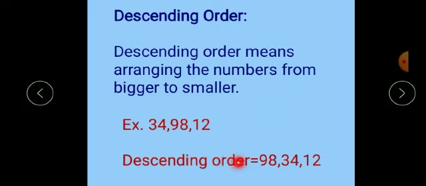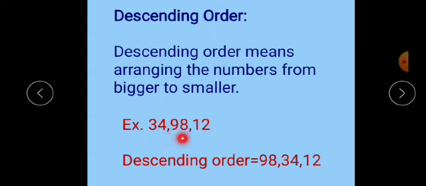So first we will write the bigger number. Again all are two-digit numbers, so first we will compare the tens place to find out the bigger number. At tens place, here the digit is 3, here is 9 and here is 1. So among 3, 9 and 1, 9 is the bigger one. So this number 98 is the bigger number. So first we will write 98, then comma.